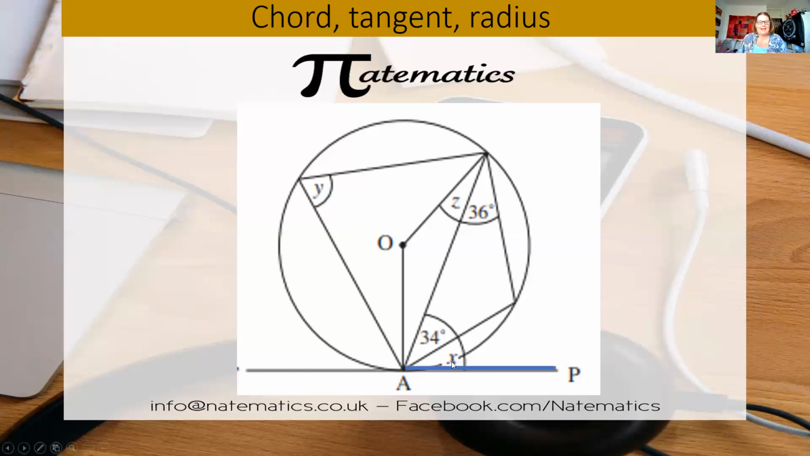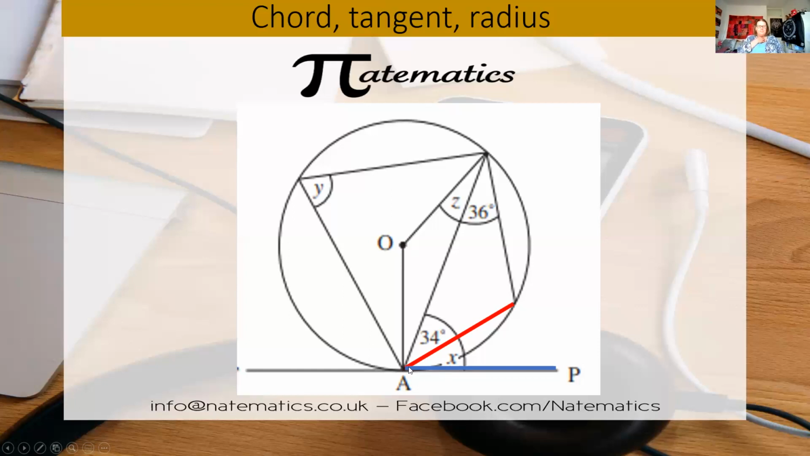We've got angle X. Now, straight away, and I wrote this at the top here, we've got a couple of chords, haven't we, here? We've got a chord there. We've got a chord there. We've also got a tangent. And we've also got a line going from the center, O, out to the circumference, and it meets the tangent.